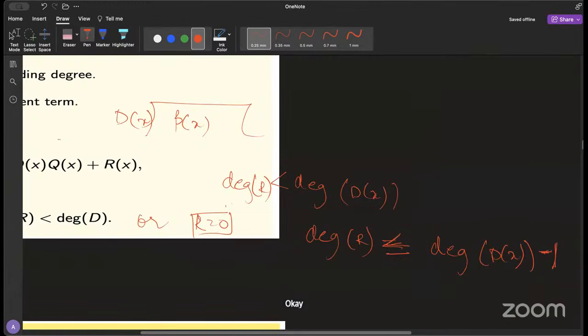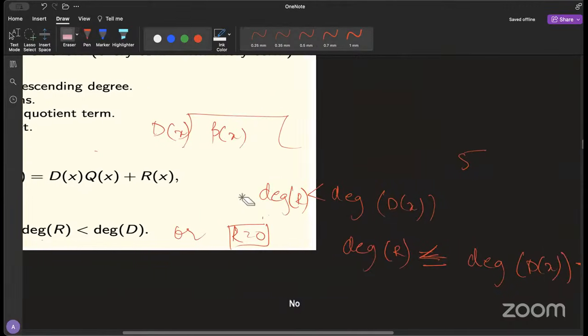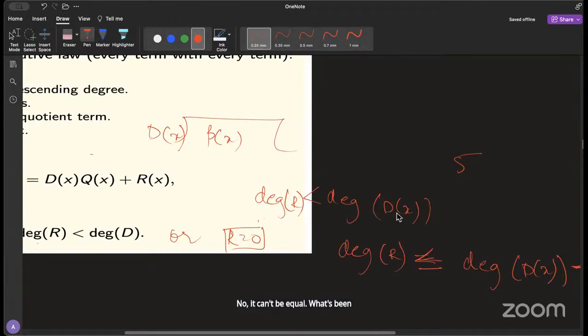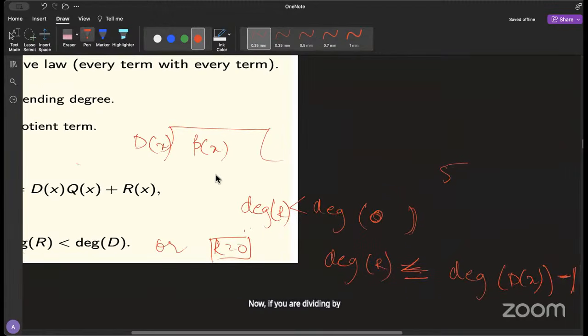Is that okay? Ma'am, if dividing by a constant, would the degree change? It won't, right? So then the degree can be equal. No, it can't be equal. What's been done here is, you're saying if you're dividing by a constant, then your divisor is a constant, right? And what's the degree of your constant? 0. Now, if you're dividing by a constant, then what's your remainder?